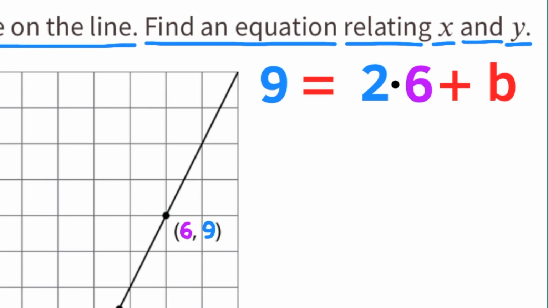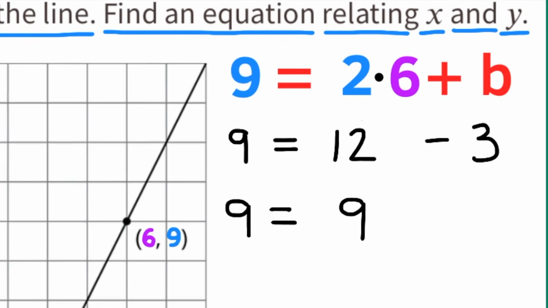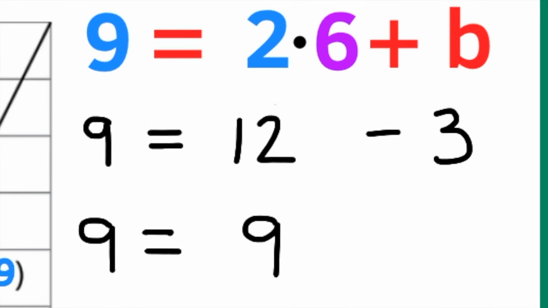For these sets of coordinates and the line that they form, I don't know what the y-intercept is. However, I do know that 2 times 6 is 12, and 9 equals 12 minus 3. Since 9 equals 12 minus 3, then I know that b, or the y-intercept, is minus 3, or negative 3.